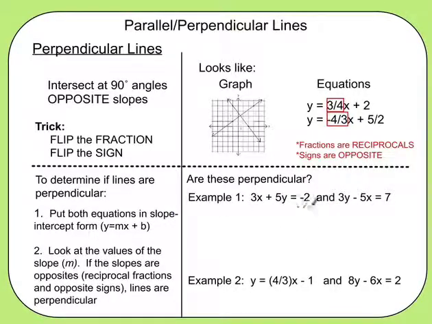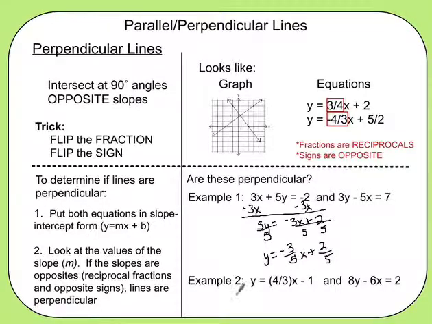First thing I need to do is put them in slope-intercept form. I'm going to solve for y. I'll subtract 3x from both sides. Then divide by 5. So y equals negative 3/5 x plus 2/5. Oh, I think that's a minus 2. Minus 2/5. Alright, here I'm going to add 5x. I have 3y is 5x plus 7, divided by 3.